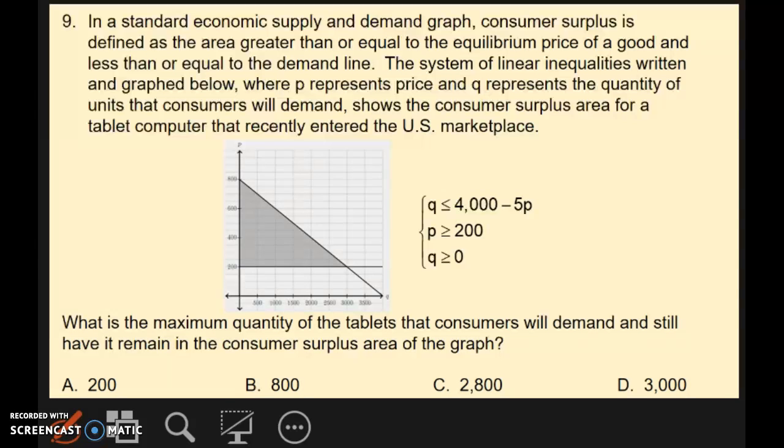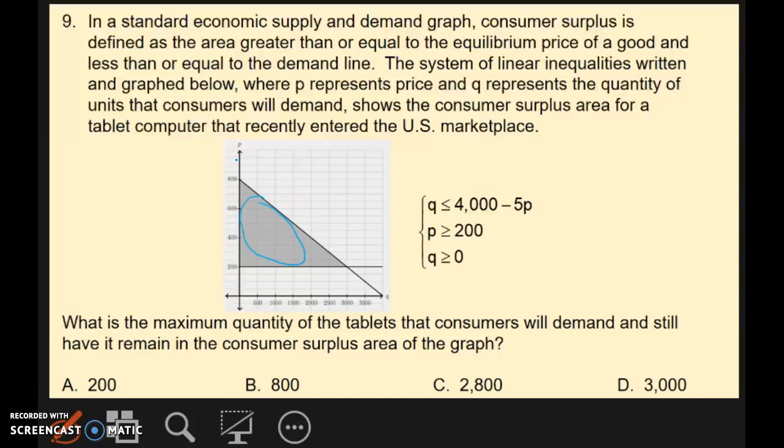In a standard economic supply and demand graph, consumer surplus is defined as the area greater than or equal to the equilibrium. All right, great. What they're referring to is right in here. They're telling us basically that's our consumer surplus. The system of linear inequalities written and graphed below. P represents the price and Q represents the quantity of units that consumers will demand. So this is how much they're going to demand and the price that goes with that.